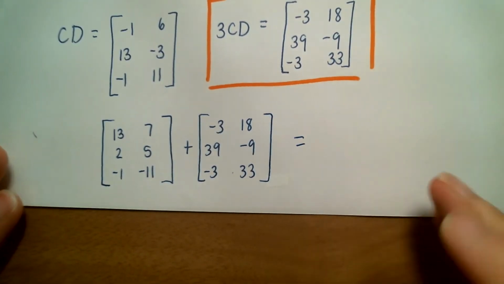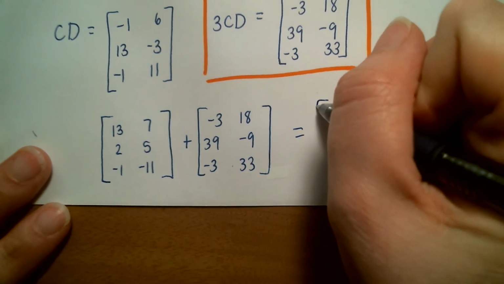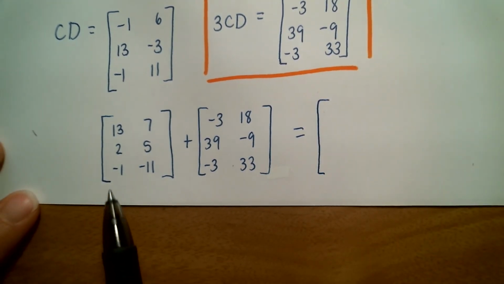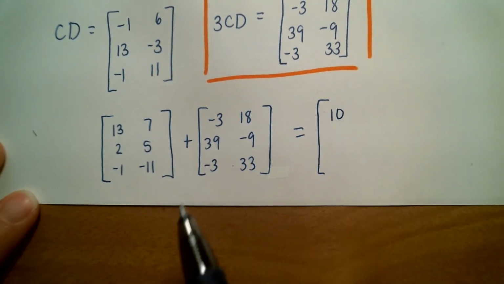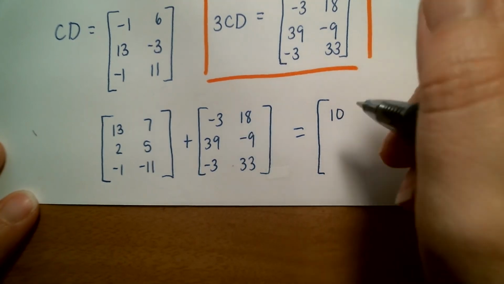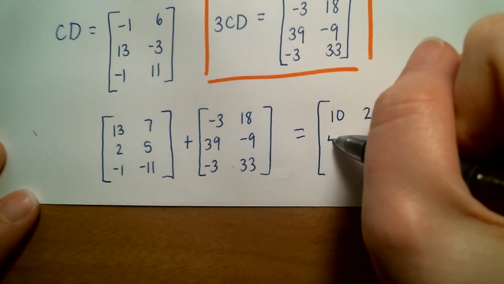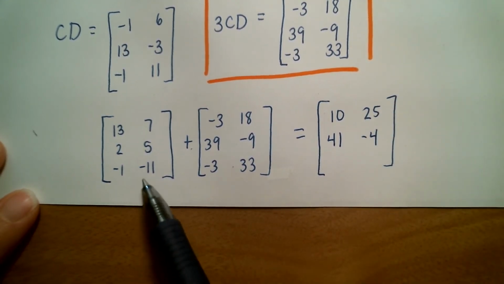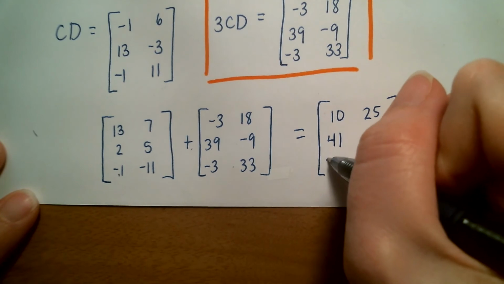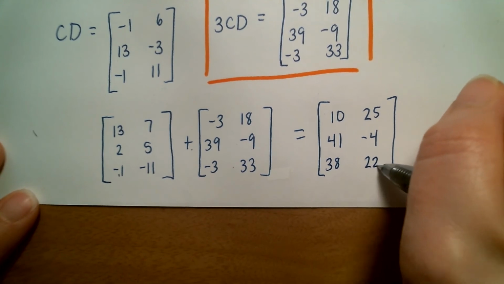Remember, in order to add two matrices, they have to be the same size. Both of these are 3 by 2s, so we can go ahead and add. You're just going to add the corresponding entries. 13 plus a negative 3 is going to be positive 10. 7 plus 18 is going to give us 25. 2 plus 39 is 41. 5 plus a negative 9 is negative 4. Negative 1 plus 39 is 38. And then lastly, negative 11 plus 33 is positive 22.